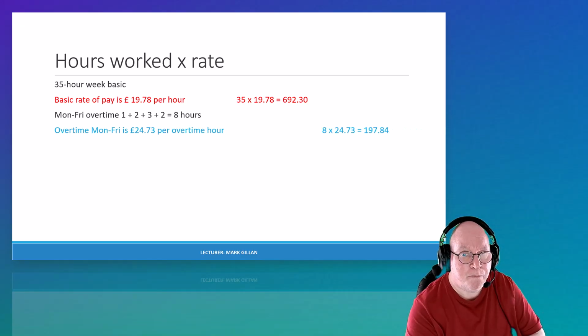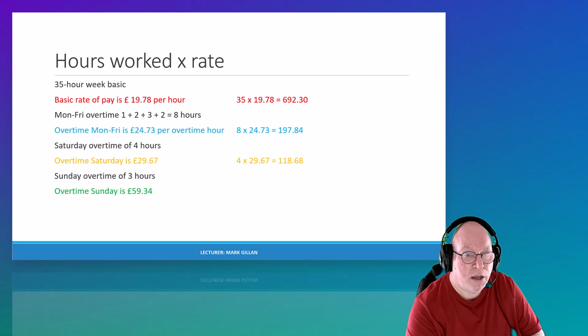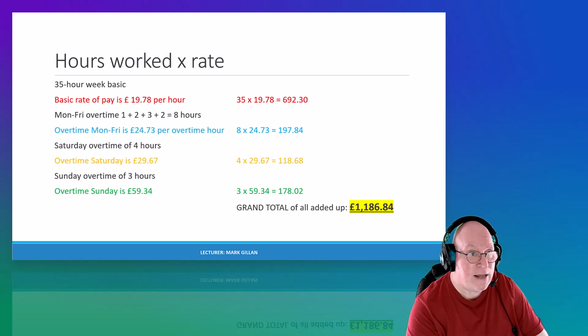So it's 8 hours. Multiplied out. The next one is Saturday overtime is 4 hours, so therefore we take the rate, multiply it by 4, and the same for the Sunday, the overtime rate multiplied by the amount of hours of 3, totaled them all up, and we've got the answer.